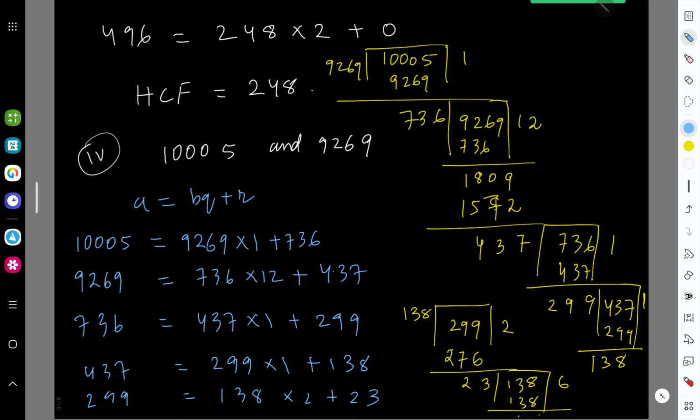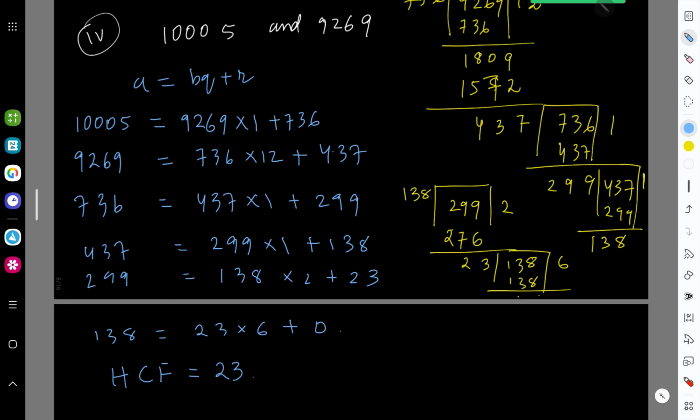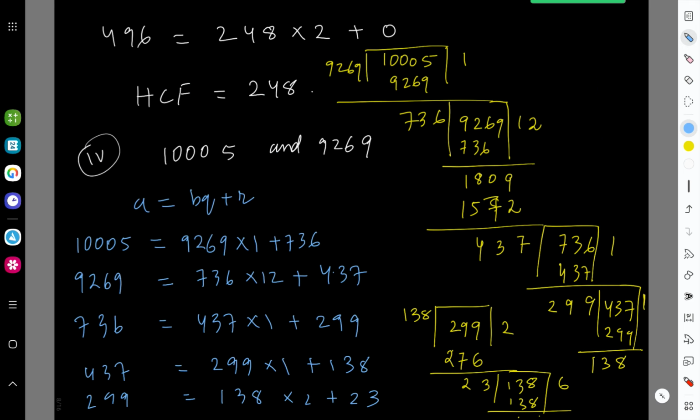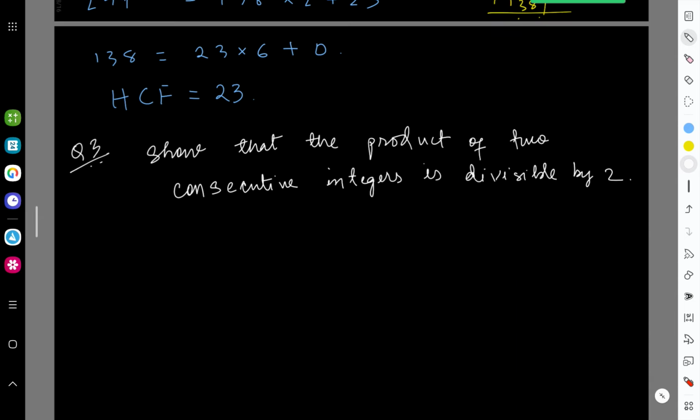I hope that you have understood how to find the HCF of any two given numbers using Euclid's division algorithm. Please try to solve the remaining questions on your own. And if you have any problem solving the remaining questions, then you can leave your question in the comment box below. I will surely be addressing them in my next video.